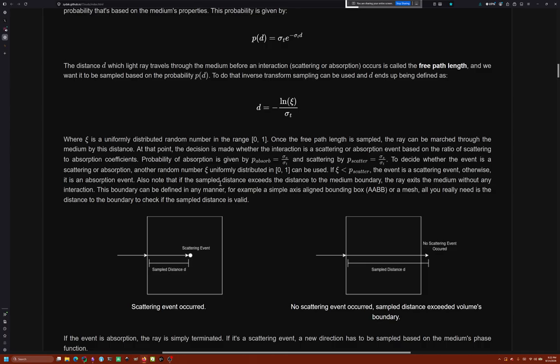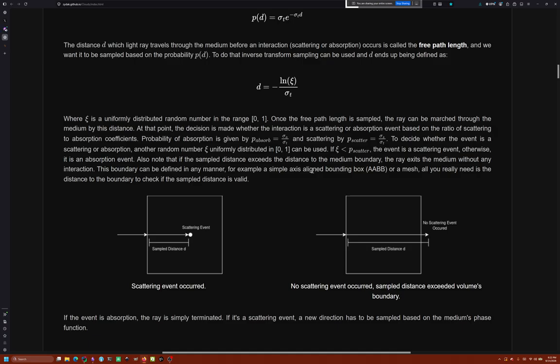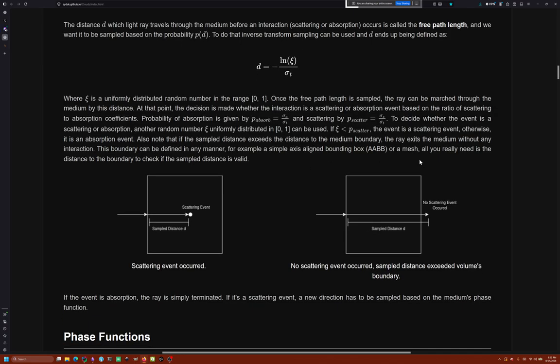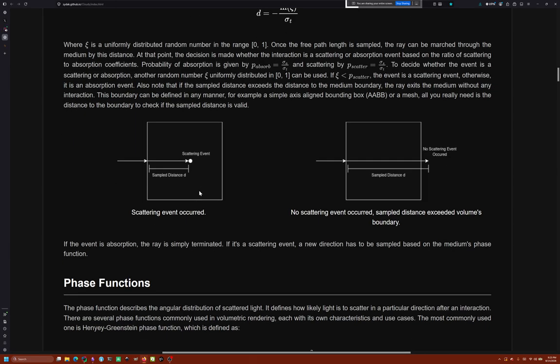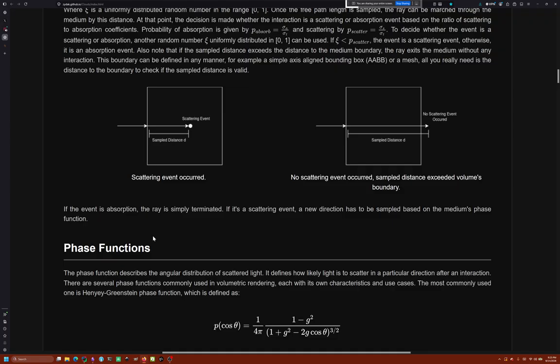Also note that if the sample distance exceeds the distance of the medium boundary, the ray exits the medium without any interaction. This boundary can be defined in any manner, for example, a simple axis-aligned bounding box or mesh. All you really need is the distance to the boundary. So if the event is absorption, the ray is terminated. If the event is scattering, we need a new direction based on the phase function.